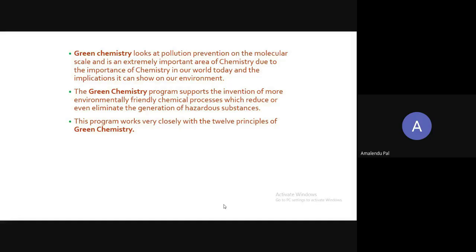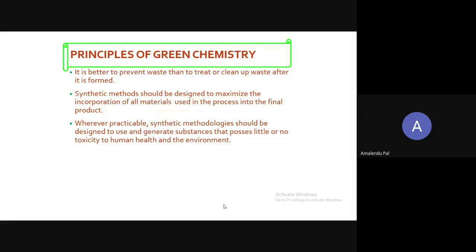Everybody knows that green chemistry is based on 12 principles. Briefly, I will tell you. It is better to prevent waste than to treat and clean up waste after it is formed. So you see, if a waste product is not formed, that is better. If a waste product is formed, then we have to treat it, then we have to clean up. That we generally don't do.